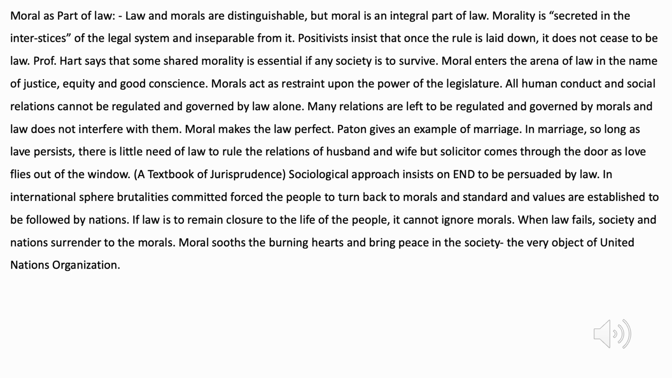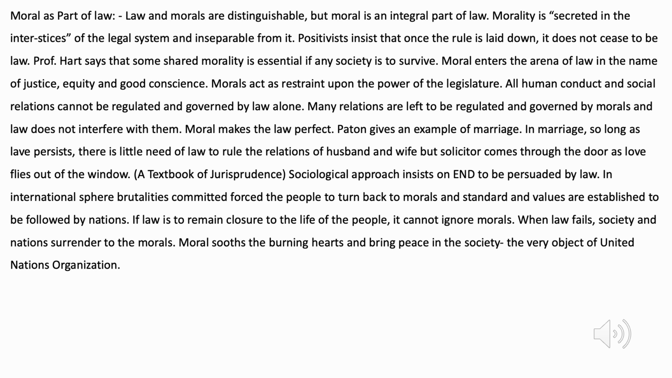Now in this perspective, law and morals are distinguishable, but moral is an integral part of law. Morality is secreted in the interstices of the legal system and is inseparable from it. Positivists insist that once the rule is laid down, it does not cease to be law. Professor Hart says that some shared morality is essential if any society is to survive.